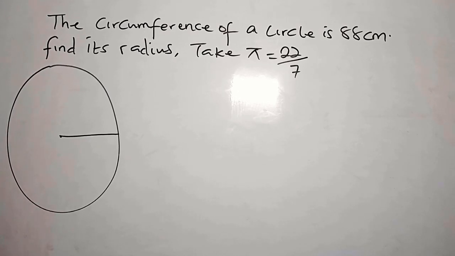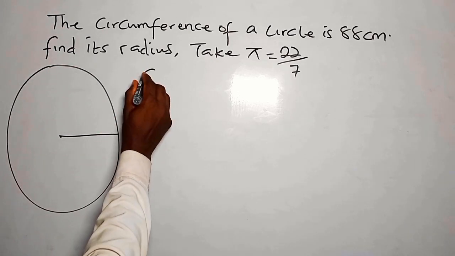The question says the circumference of a circle is 88 centimeters. Find its radius. Take pi to be 22/7. So how do we solve this?